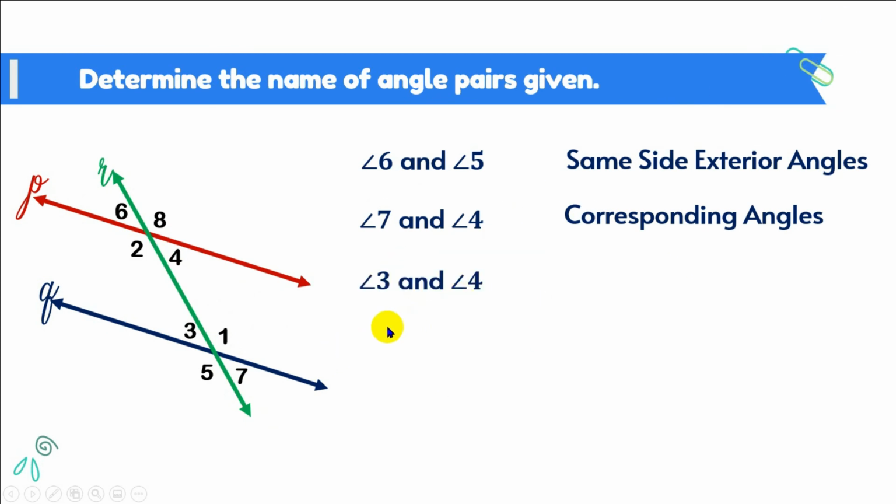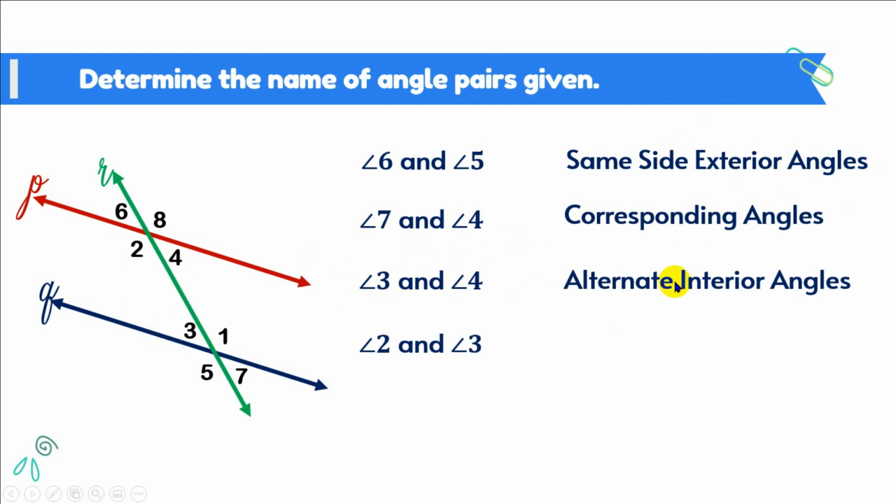Then, 3 and 4. Angle 3 and angle 4. So, angle 3 and angle 4 are both interior angles, but they are not on the same side. So, dahil dyan, ang tawag natin sa angle 3 and angle 4 ay alternate exterior angles.